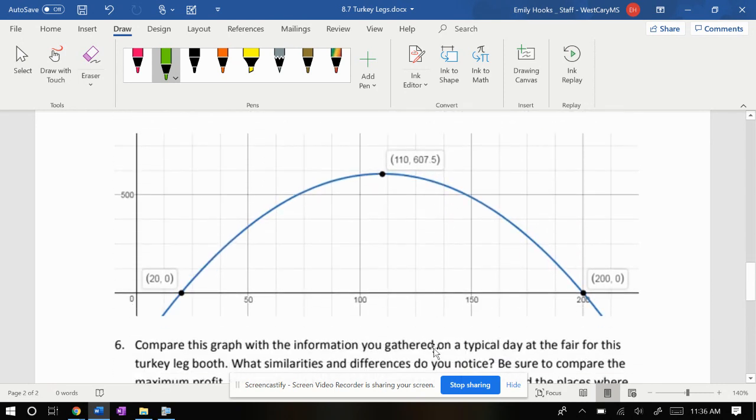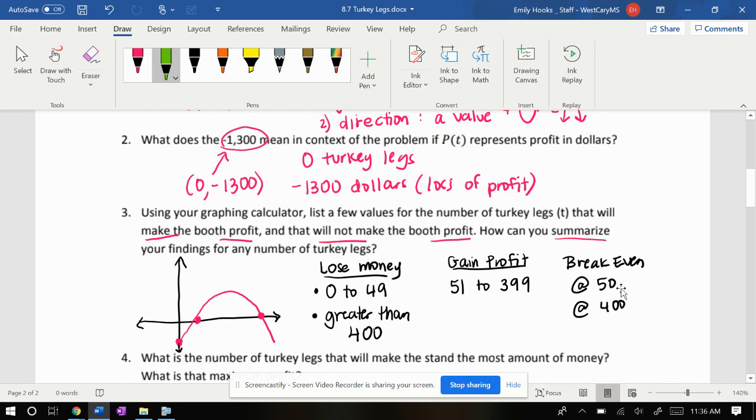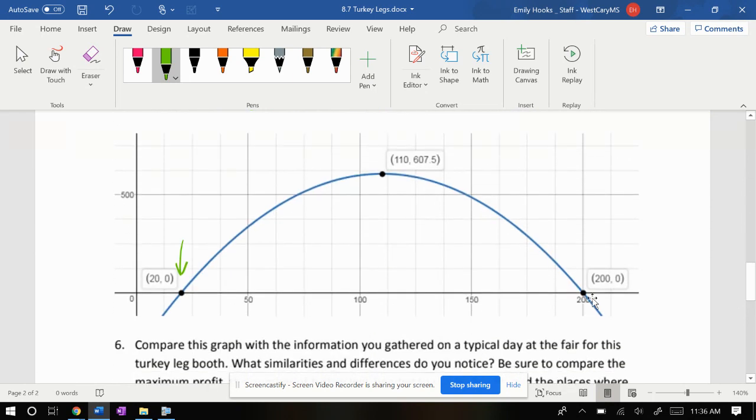So here, it looks like I start breaking even at 20. So maybe I have less people working for me on a rainy day, so I don't have to pay as many people to work. So then because there's less people buying turkey legs, I don't have to have as many employees. So therefore I can make my profit a little faster. So if you remember the last one, the break-even point was at 50. Well, now the break-even point is at 20. So once I sell 20 turkey legs, I start making profit.